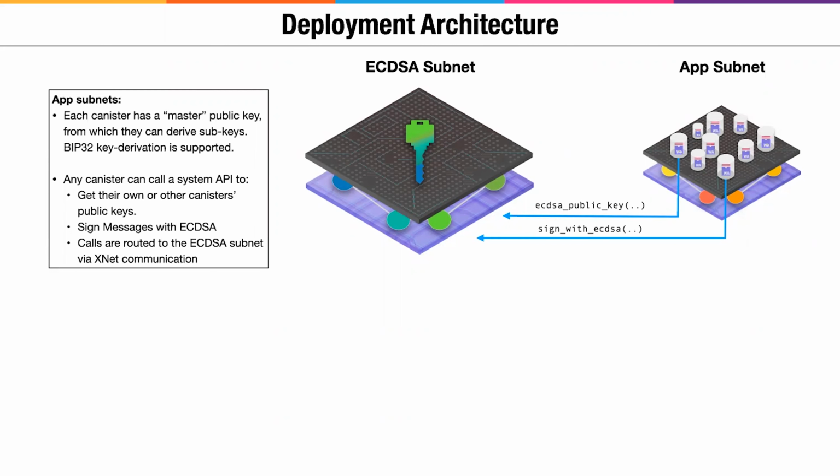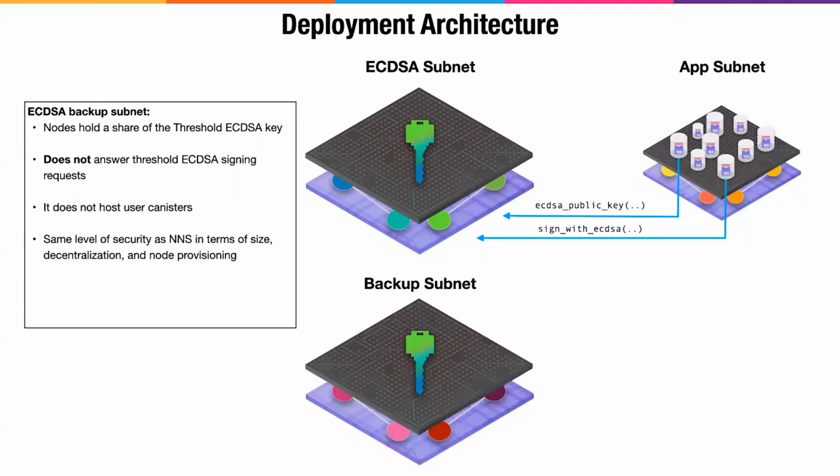And now all this communication works cross subnet because all the user canisters are on other subnets, as we said. So we needed to build some new crossnet communication in. And if we go ahead now, we will have the next slide showing a backup subnet.